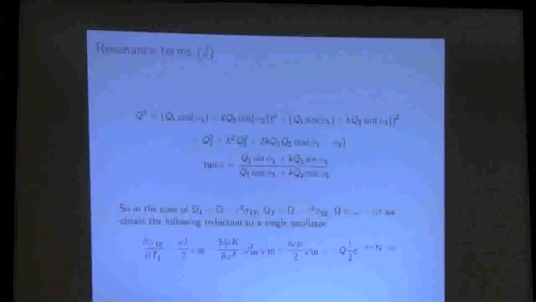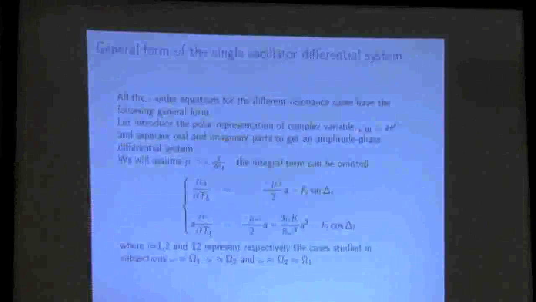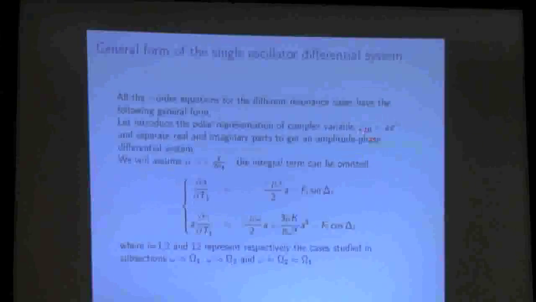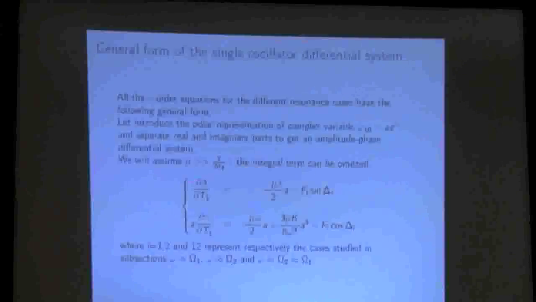Okay, then it can be studied, and if we write in fact the three resonant cases I talked about, in every case I have the same kind of differential system. It means if I use a polar form for phi 10 with real amplitude A and phase gamma, the differential system is governed by these two coupled differential equations versus tau 1.